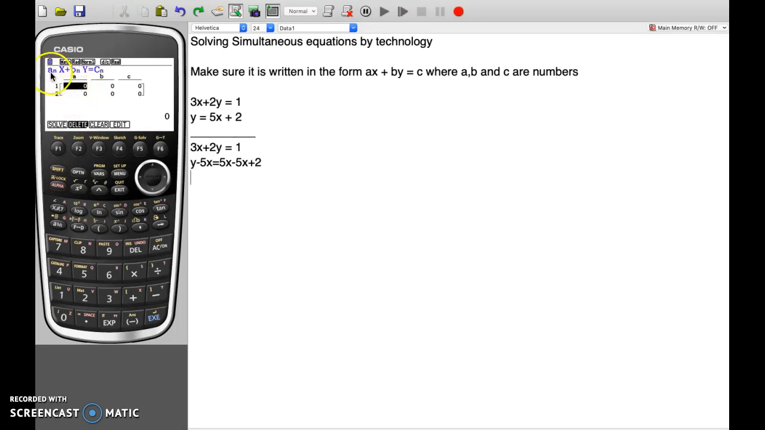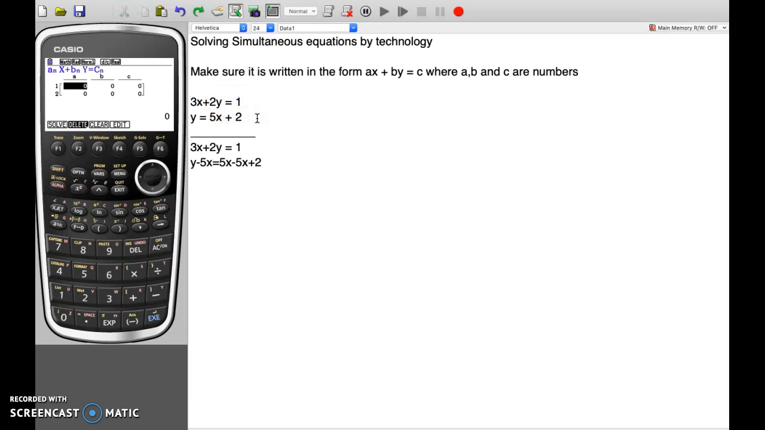But as you can see, it really specifically says that the equations have to be in the form ax plus by equals c. Right? So that's the step up here. Make sure your equations are written in that form where a, b and c are numbers. So if we look at this equation, we've got 3x plus 2y equals 1. So we've got a number times x plus a number times y equals a number. Alright? We have ax plus by equals c, where a is 3, b is 2 and c is 1. So we tick the box for that one.